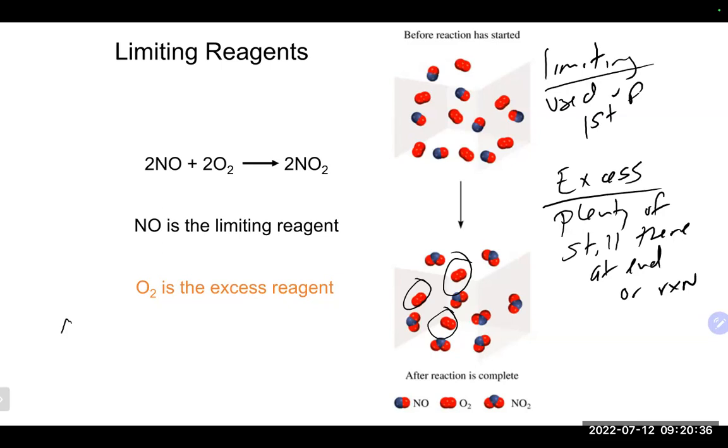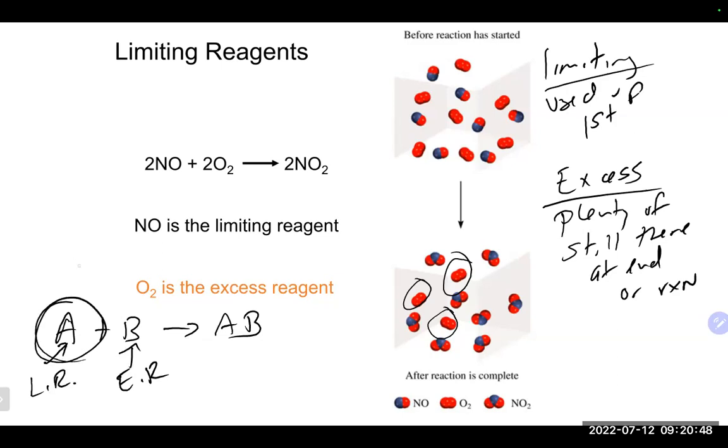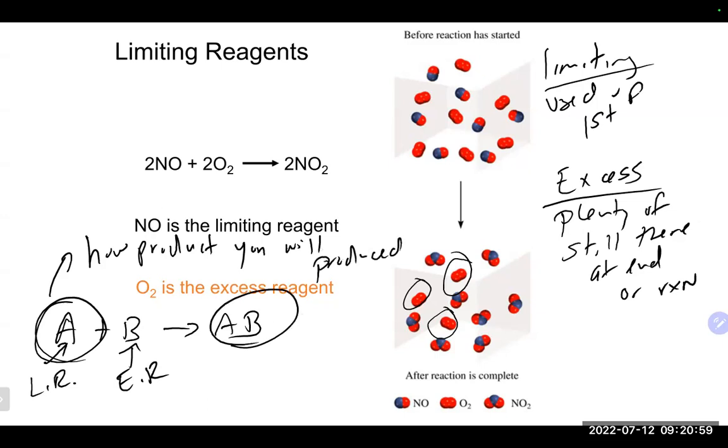Why limiting reagents are important is very simple. If you take A plus B to make AB, and let's just say that A was our limiting reagent and B was our excess reagent, it is the limiting reagent which is always responsible for how much product you will produce. That is because in this very simplified example, in order to make the product, you need an A and a B. So if A runs out, there's no way to make any more product. So the limiting reagent always determines how much product you are going to make. That's why in a limiting reagent problem, you need to at some point figure out which one is the limiting reagent, so you can figure out how much product you can make.